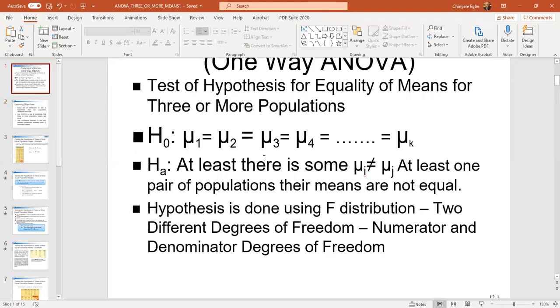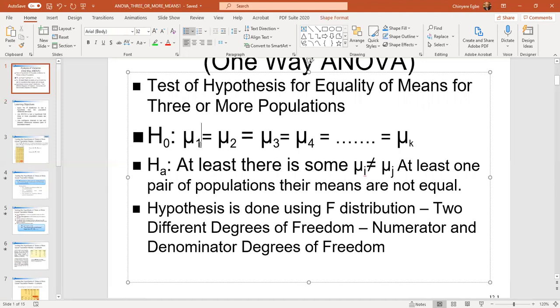Now, here we made clear that our objective is to test whether all the population means are equal. Like here you have mu1, mu2, mu3, mu4, up to mu k, where k represents the number of subgroups. You don't know how many, so we're using a generalized symbol k; if you have 10 subgroups, then k will be 10. Now the alternate hypothesis is that there is at least one pair, i and j, where i and j could be anything.